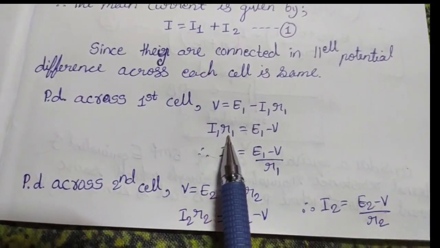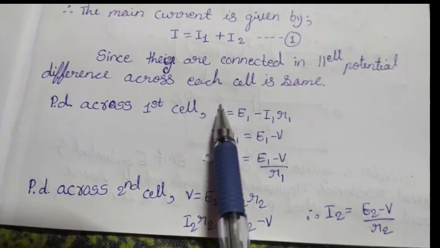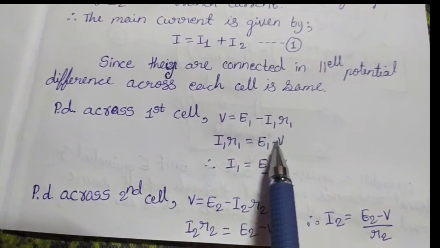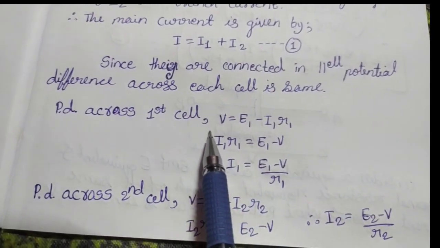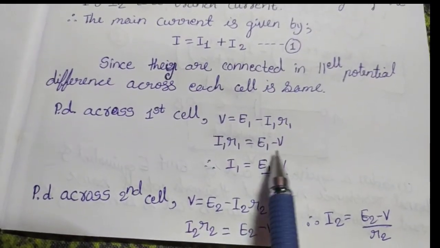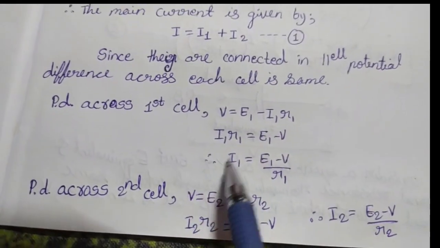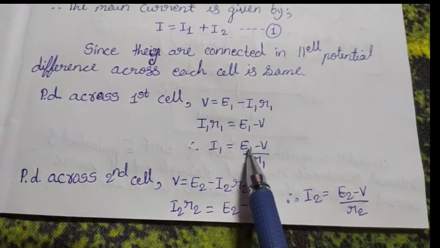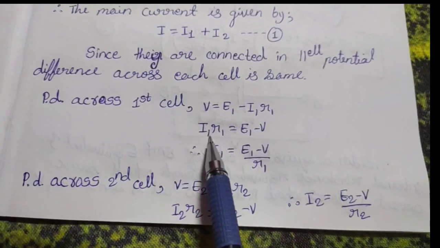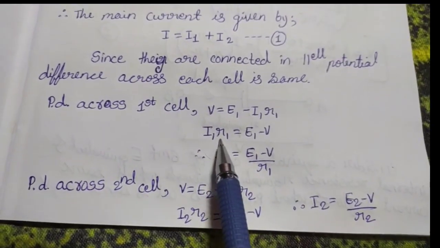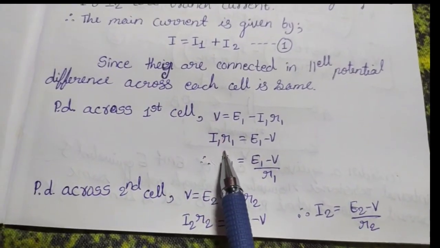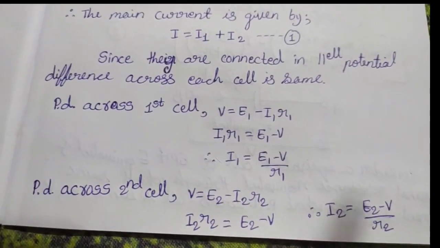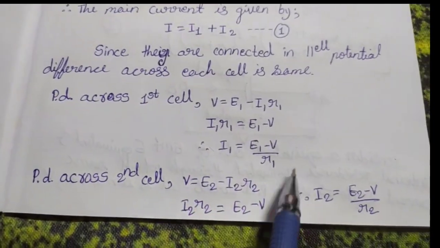I1 R1 equals E1. This V is shifting from LHS to RHS, so it has a positive sign, and on this side it will be negative. Then, in the next step, I1 equals E1 minus V, with R1 multiplying on this side. I transfer it to the other side and it becomes divide. Moving to this side, it becomes divide.